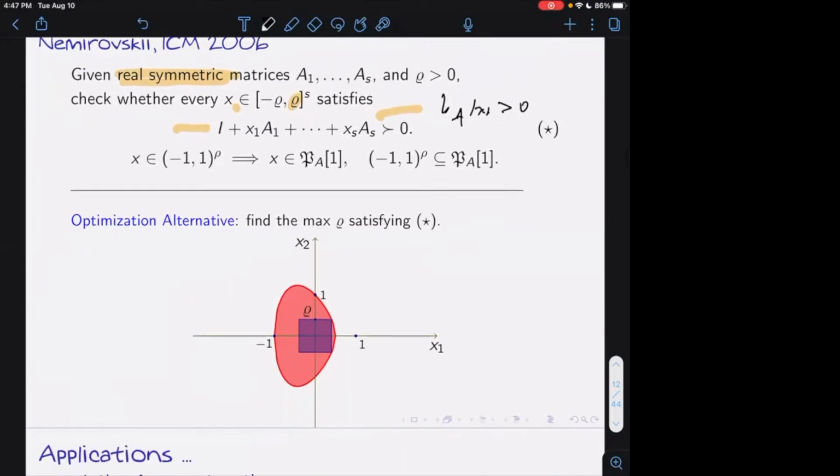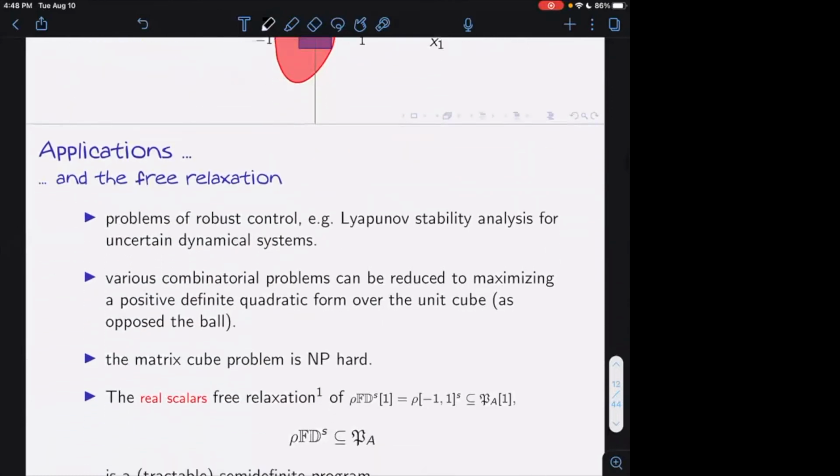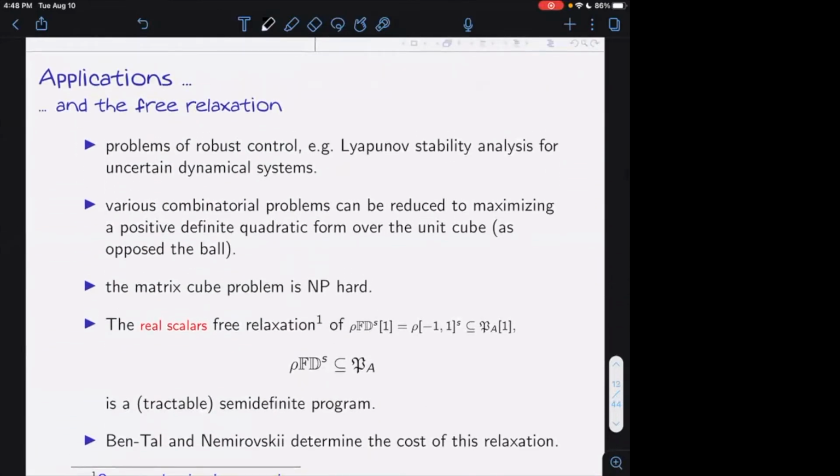And so here's a nice picture again, thanks to Igor. So this is our convex set from an earlier slide. And then Ben-Tal and Nemirovski proposed the following relaxation. So anyway, the matrix cube problem itself, this problem of inclusion of the cube into a spectrahedron, arises in problems of robust control and various combinatorial problems.